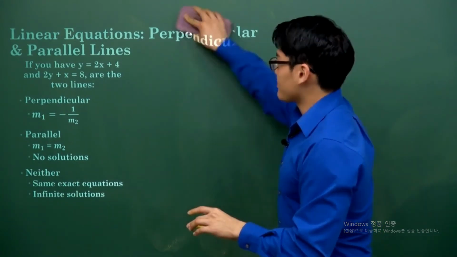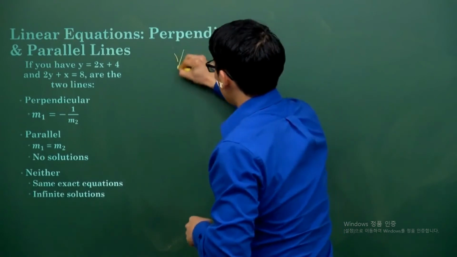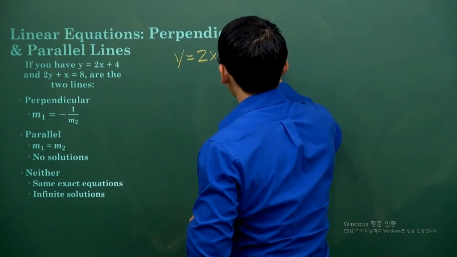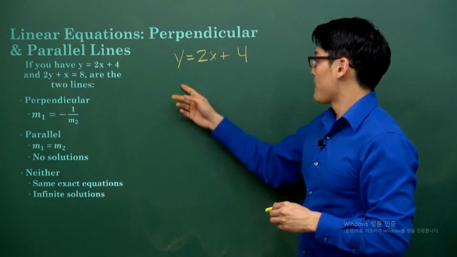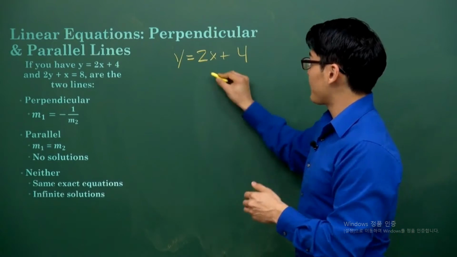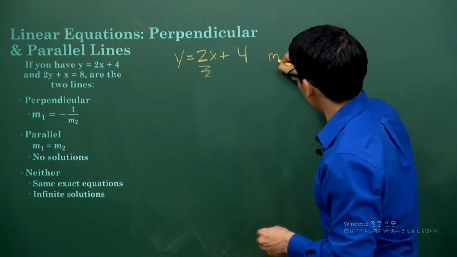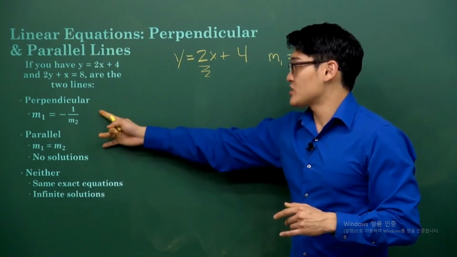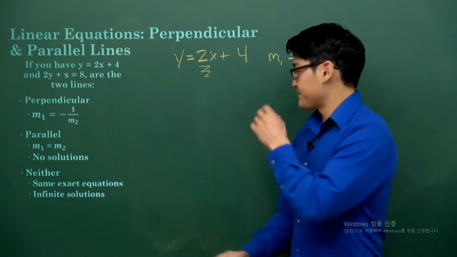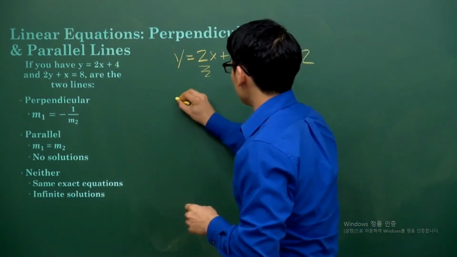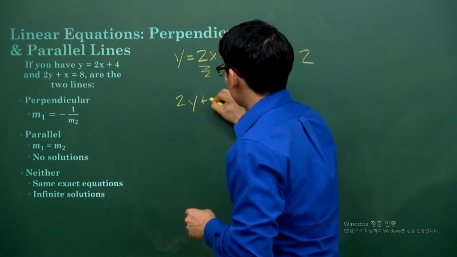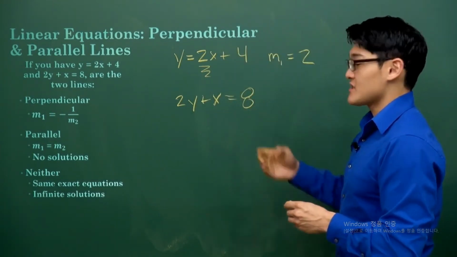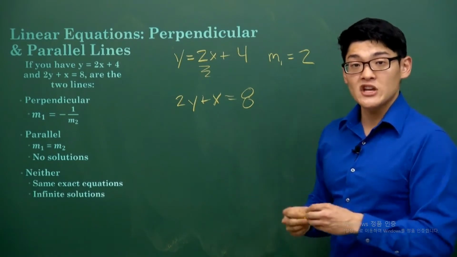Okay, so to solve this problem, get it into slope-intercept form, or y-intercept slope form. So we have this. We know that this equation has a slope of 2, so m1 equals 2. We're really looking at the slopes because, again, that's what determines whether they're going to be parallel or perpendicular. So this other equation we have is unfortunately not in y-intercept slope form, mx plus b form. Let's go ahead and change it into that.